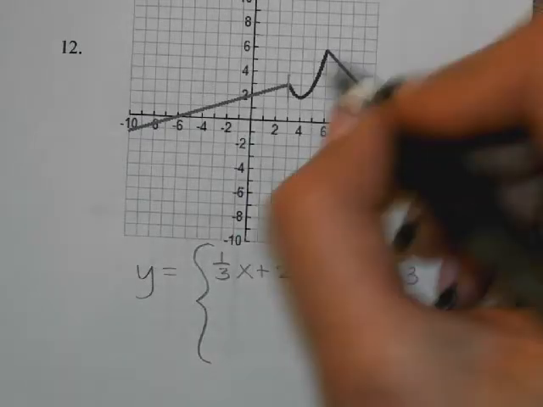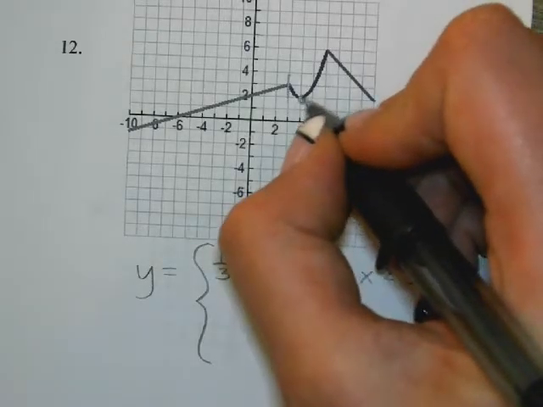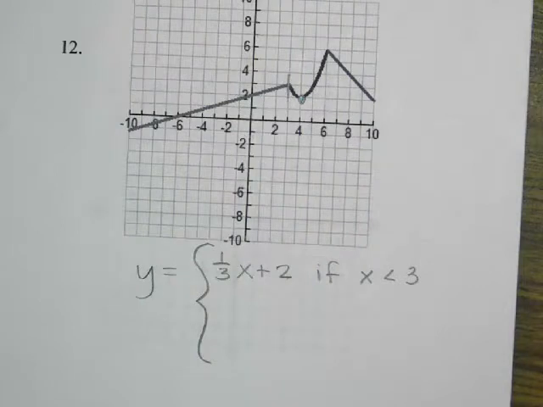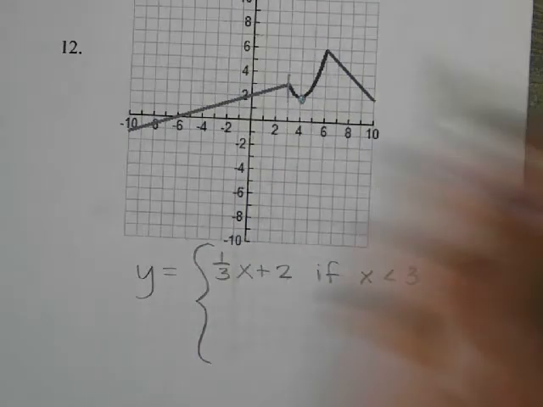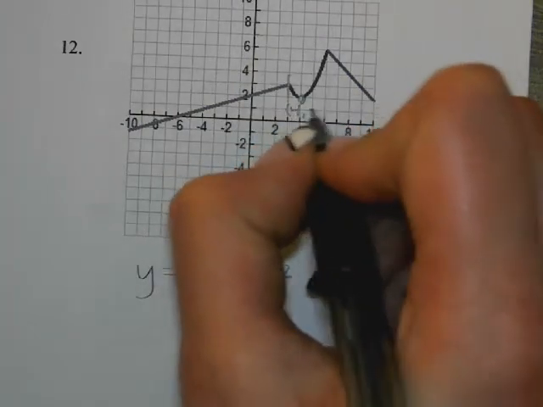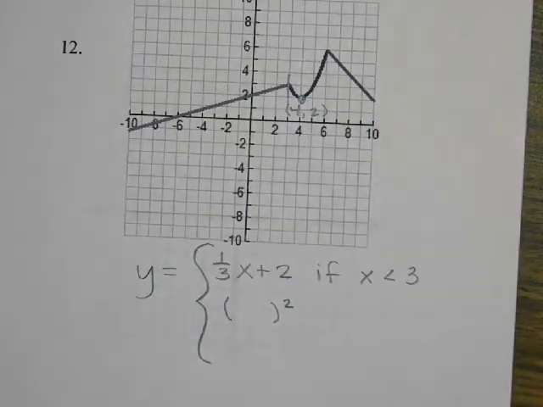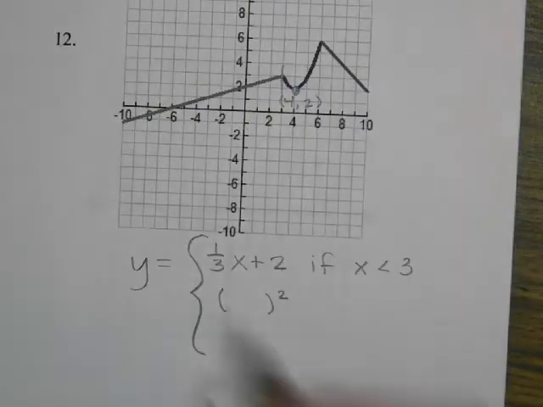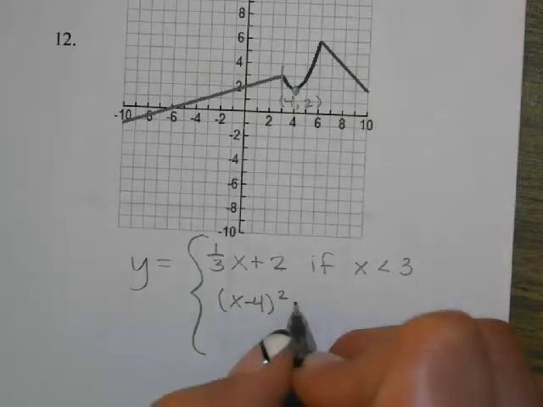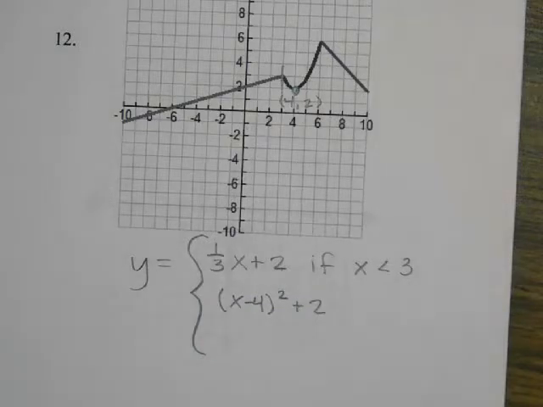All right, next we have a parabola. What's the vertex of that parabola? 4, 2. Okay, 4, 2. So we've got something in parentheses squared. So how do we write a parabola with a vertex of +4, +2? X minus 4 goes in the parentheses, and then plus 2 on the outside.